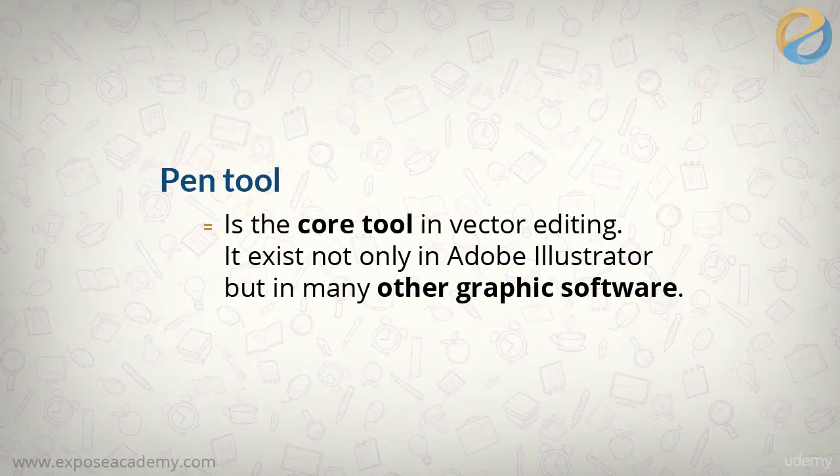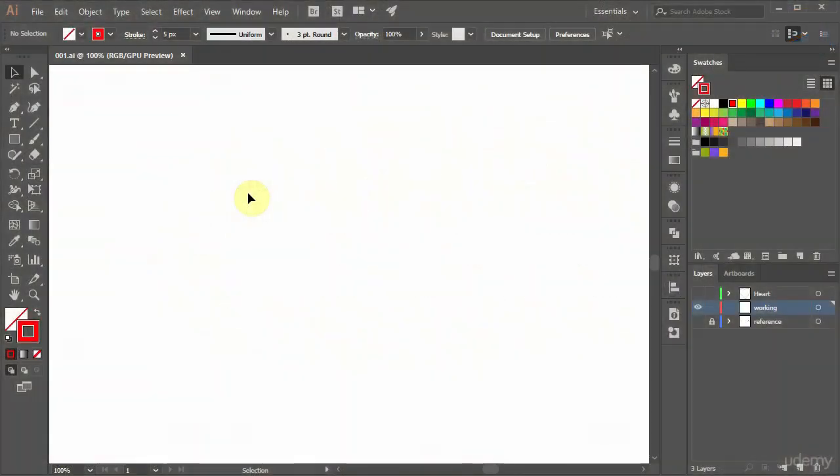Now the pen tool can be found not only in Illustrator but also in Photoshop, in Flash, now called Adobe Animate, in After Effects, and even in software outside Adobe such as 3ds Max, CorelDRAW, etc. Although the names may be different, the core concept and the shortcut key mostly are the same.